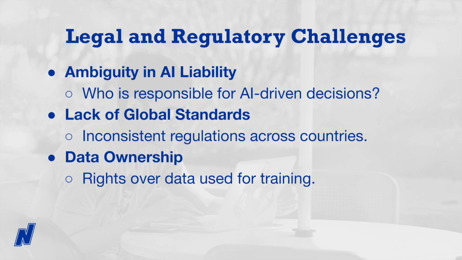Legal and regulatory challenges present significant obstacles in deploying NLP systems responsibly. A major concern is ambiguity and AI liability. If an NLP system makes a harmful decision, such as an incorrect medical diagnosis or defamatory content generation, who is held accountable? The developer, the organization, or the user?